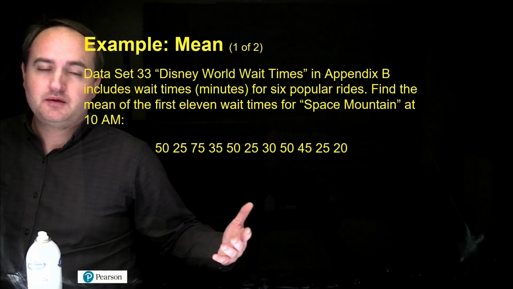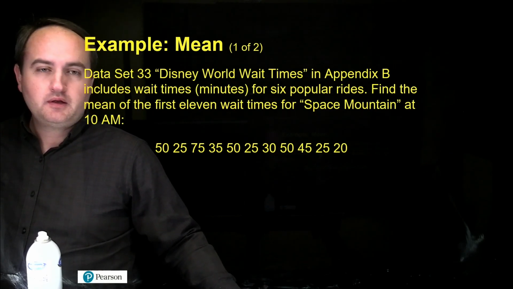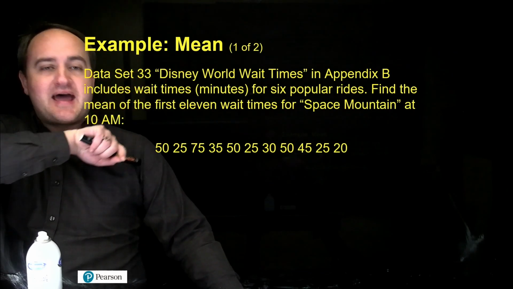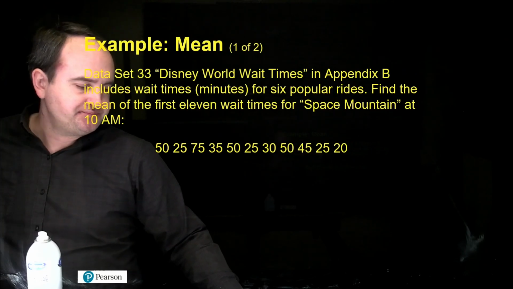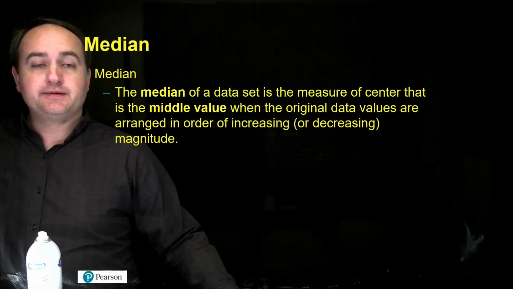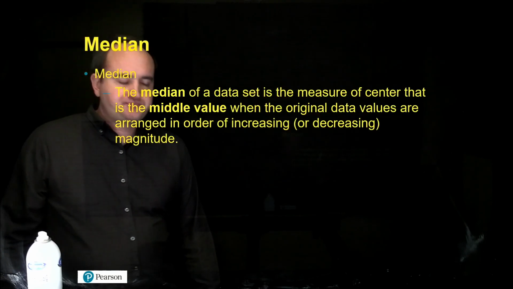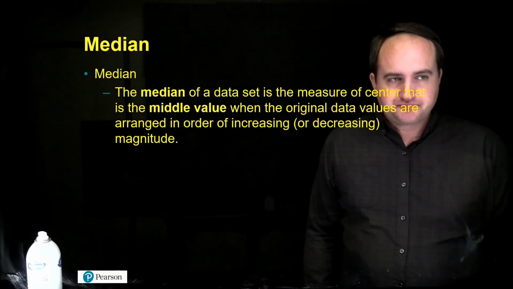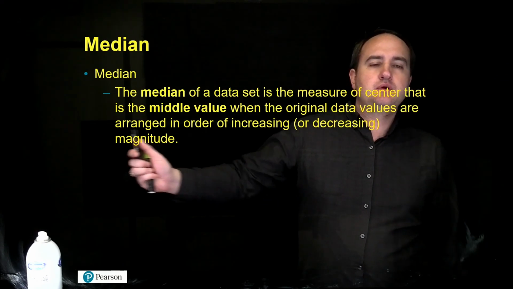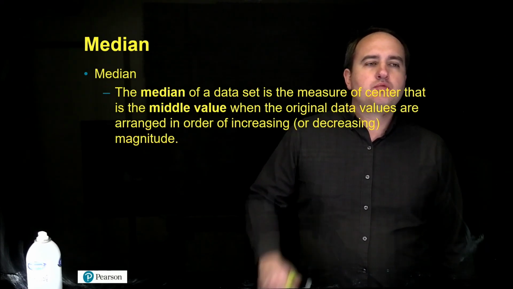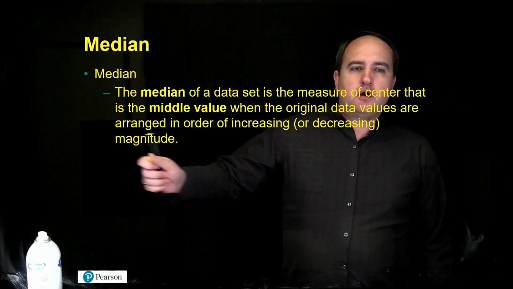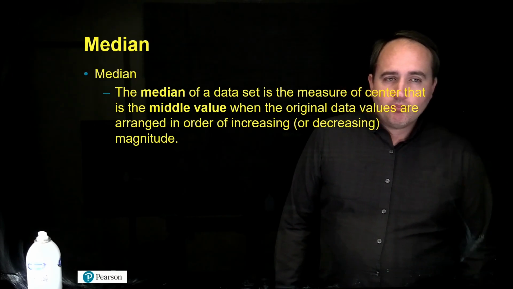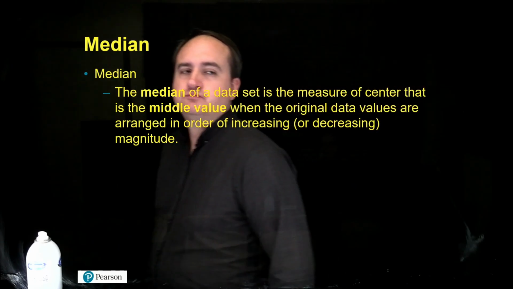Next topic is another measure of center. Probably the second most popular measure of center besides the mean, or the average as people call it, is the median. So the median of a data set is the measure of center that is the middle value when the original data values are arranged in order of increasing or decreasing magnitude. Okay.